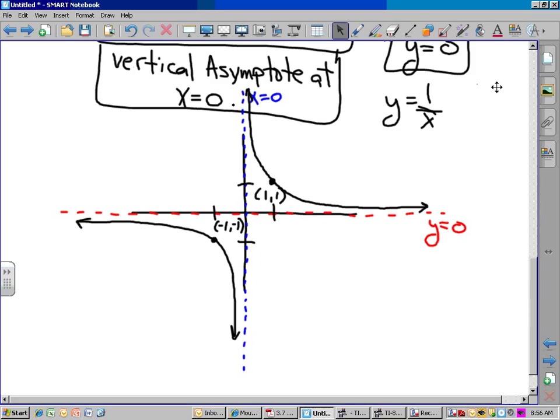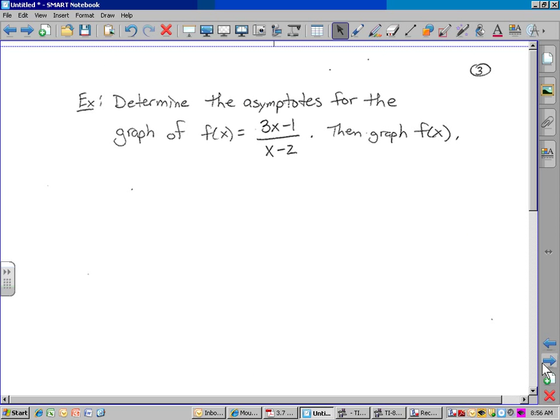Vertical, horizontal. Let's take a look at another example. Again, we want to figure out where the asymptotes are and then graph the function. We should always start with discontinuity. Where would the bottom be equal to 0? Because if we get a 0 on the bottom, that's a problem. So our function is (3x minus 1) over (x minus 2). What value would give us 0 on the bottom? The answer is 2.